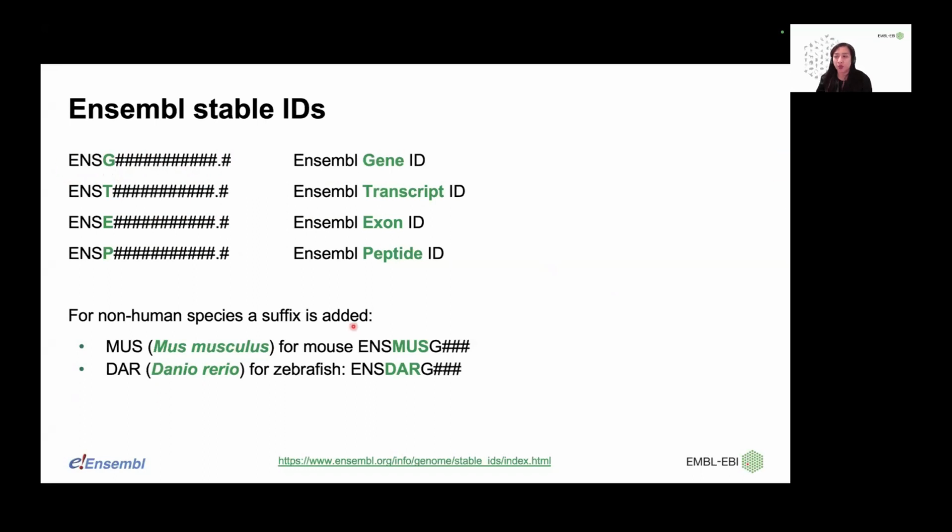Stable IDs don't change between releases. If there is a minor change, we increase the version number after the dot. For any non-human species, we also add a 3-letter code between the ENS prefix and the feature type. So for example, for mouse, Mus musculus, the ID would start with ENS, MUS, and then the feature type.